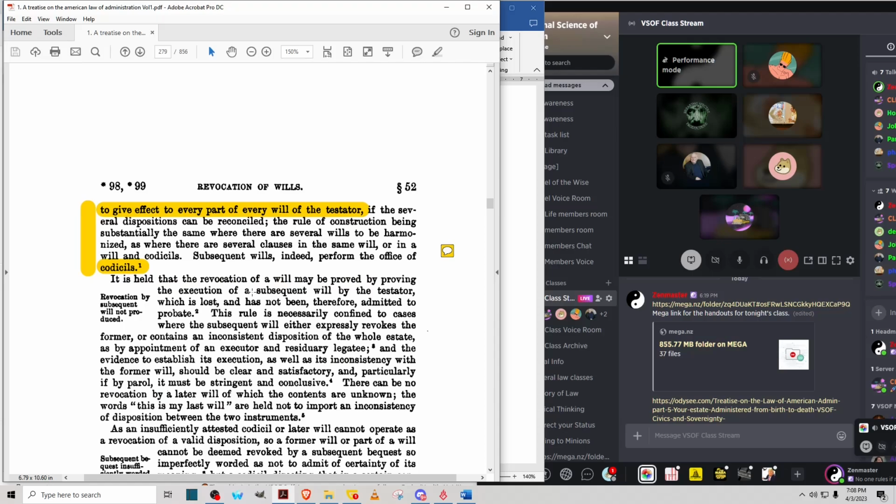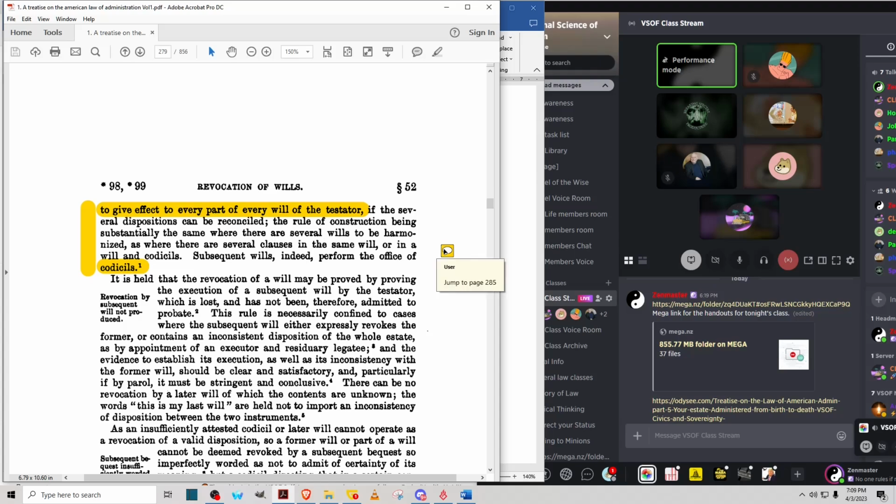If the several dispositions can be reconciled, the rule of construction being substantially the same where there are several wills to be harmonized, as where there are several clauses in the same will or in wills and codicils. Subsequent wills indeed perform the office of codicils. Okay, so again, this just gets back to the point that we're going to create our own will, because we never had one, because who on earth creates a will before they're 5 years old, which is when the presumption of death kicks in. 5 or 7 is about the age. So we're doing this, we're fixing it, taking care of it. And so there is no other will or situation of which our estates could be administered.